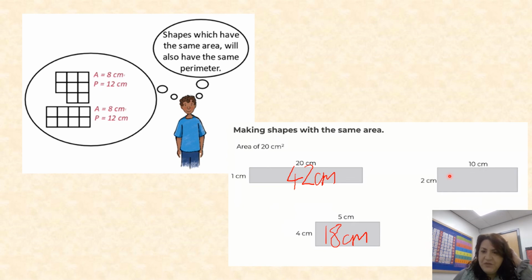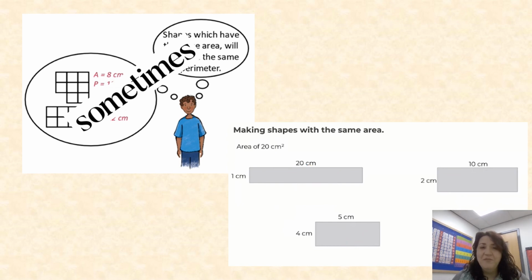Okay, let's just check this last one. The perimeter of this one, we know the area is 20 centimetres squared. The perimeter is 10 add 10, which is 20. Add 2, that's 24. So, again, he is not correct. I've given him a sometimes too, because he's shown us one that is correct. I've shown us one that isn't. So we'll go with sometimes.